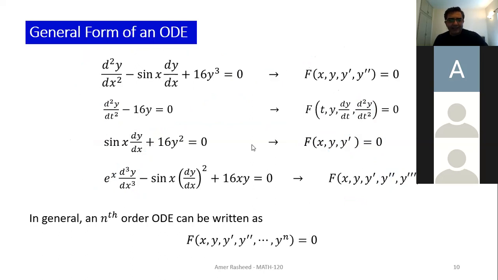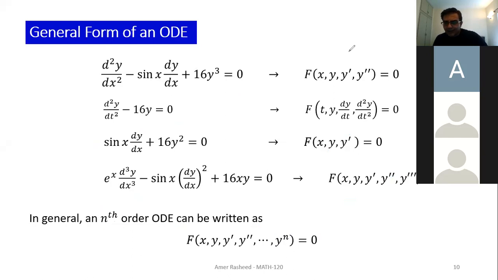So, on the next slide, and in general, the last one, it is important. In general, the nth order ordinary differential equation, which involves the nth derivative, we can write in this form: F of x, y, y dash, y double dash, up to the nth derivative of the differential equation. So in general we write an nth order differential equation in this way. If you have any question, go ahead, ask your question.